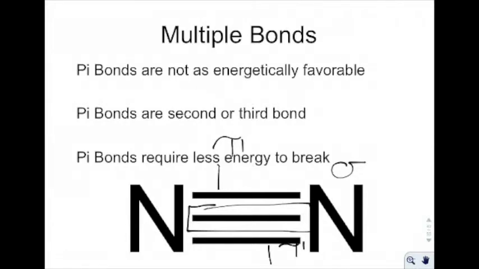Now, pi bonds require a lot less energy to break because there's not as much overlap between them. But they still do require some energy. So when you're trying to break this thing, if you break one bond, you're breaking the pi bond first. Then you're breaking the second pi bond, and then you're breaking the sigma bond.